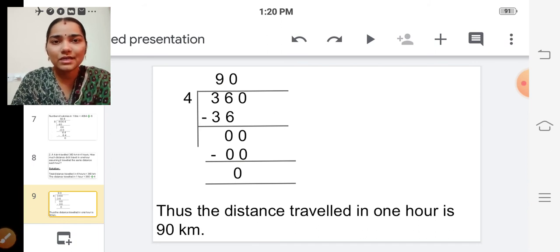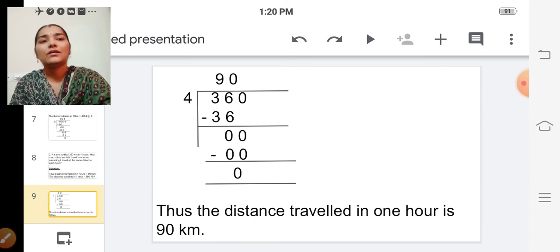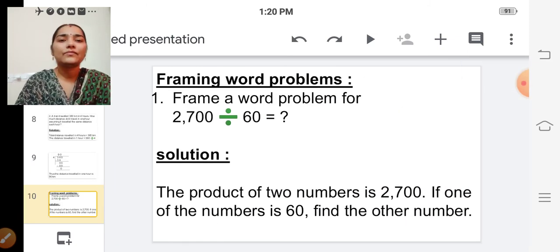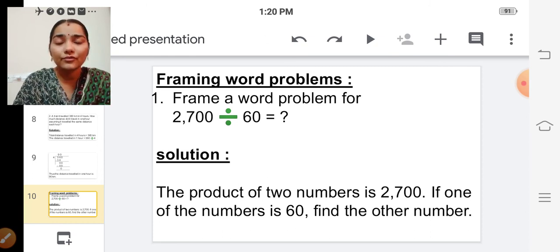Have you all understood, children? Yes? Okay, we'll move on to the next one. Next one is framing word problems. So we are going to frame a word problem for the given division. See the first example.